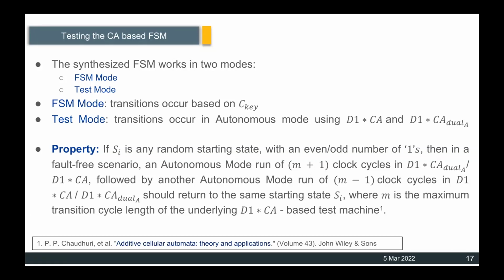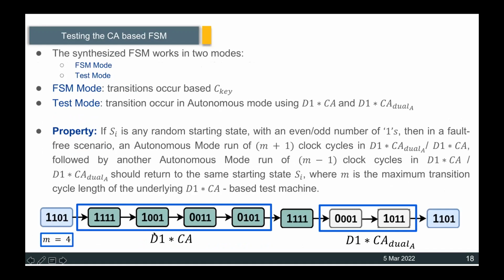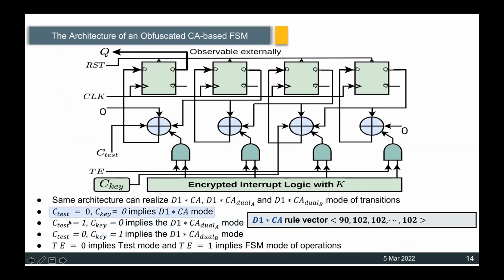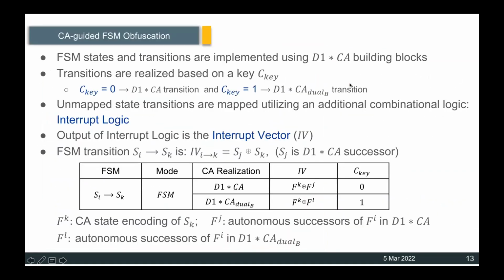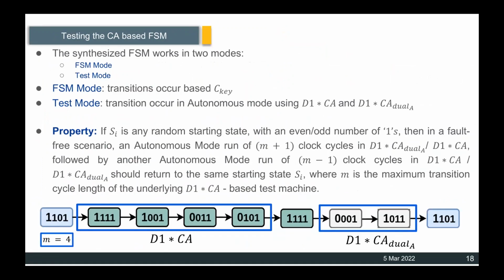Okay, and this can be observed by this example here, or is illustrated as an example here. So again, without loss of generality, we take our 4-bit state example. If you start with this 1101, which, if you go back to the original state transition, is one of these unreachable states, and from there you apply 5 transitions, which corresponds to your m+1 transitions, and then follow it up with 3 transitions, which is your m-1 transitions, then you get back to your starting state.